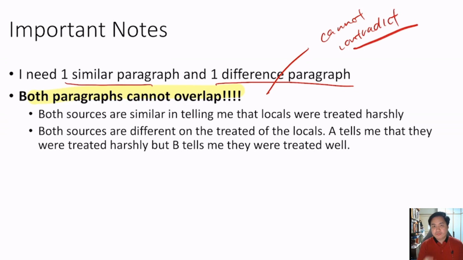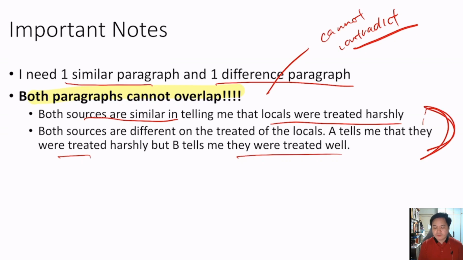For example, if in your similarity paragraph you wrote, both sources are similar because it tells me that the local people were treated harshly, right? And then in your difference paragraph you wrote, both sources are different on the treatment. One was harsh, the other one tells me they were treated well. What are you doing here? Although one of it may be correct, the fact that you contradicted yourself in the next paragraph implies that you are not really understanding both sources well. Okay, so check, because some markers may not give you the correct marks for either of the paragraphs if they are strict. So make sure that you don't contradict yourself. Look for another topic if you can to differentiate between your similarity and your difference.